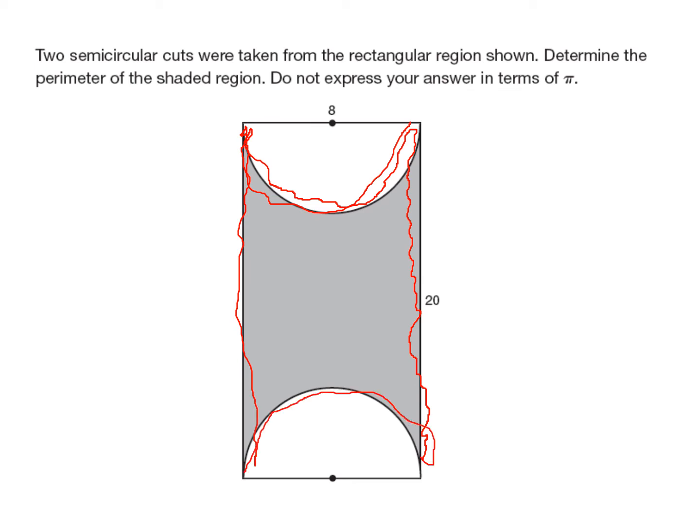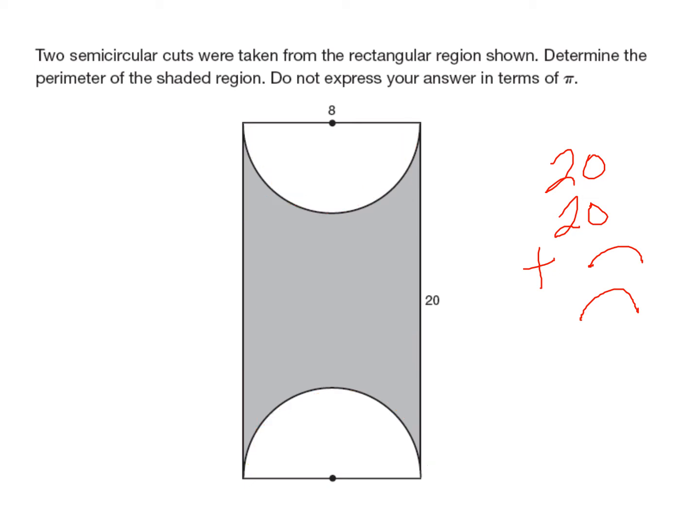So we got to add up all those four sides. I've got a 20 and a 20 plus half a circle and half a circle. Well, what happens if I put those two halves together? I get a full circle. So I'm wanting the length around one full circle. What is that called? Circumference.